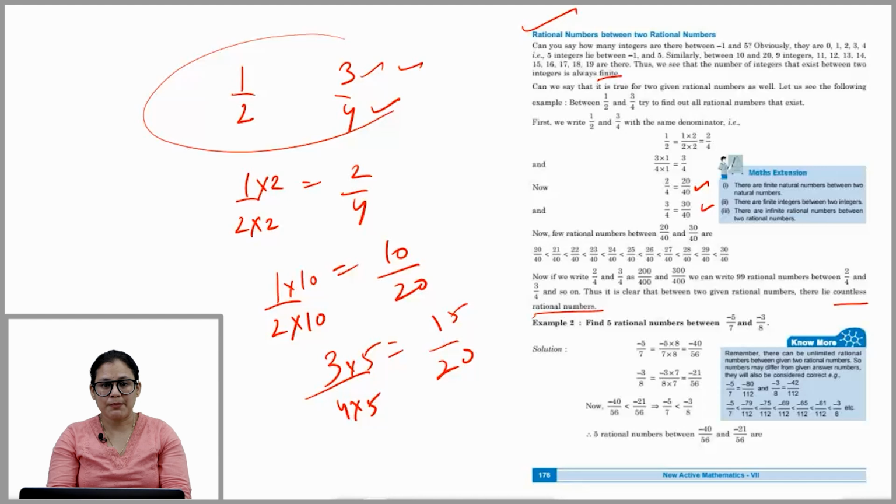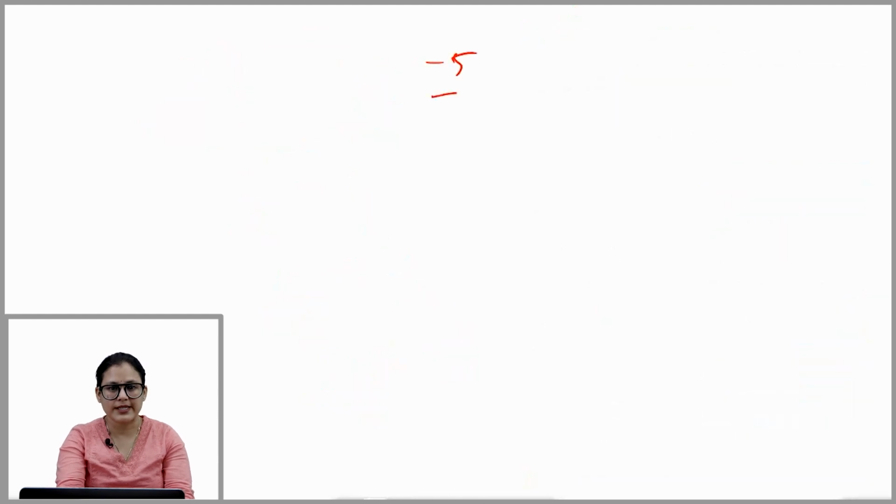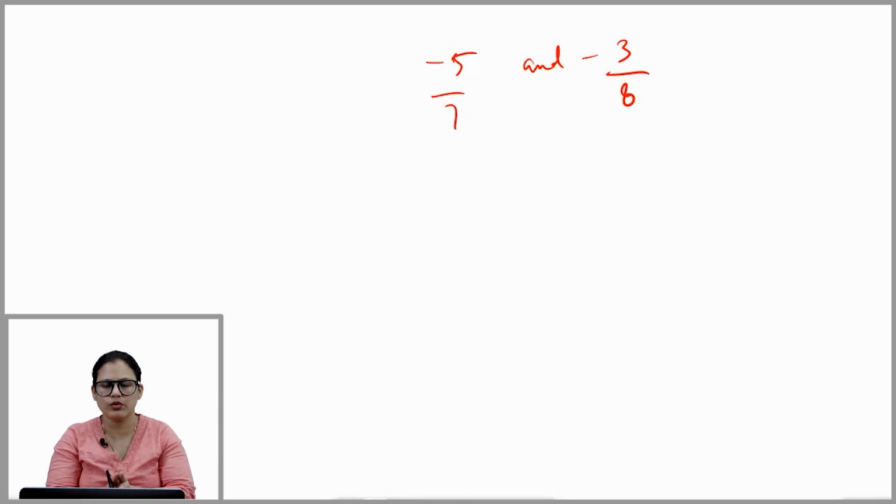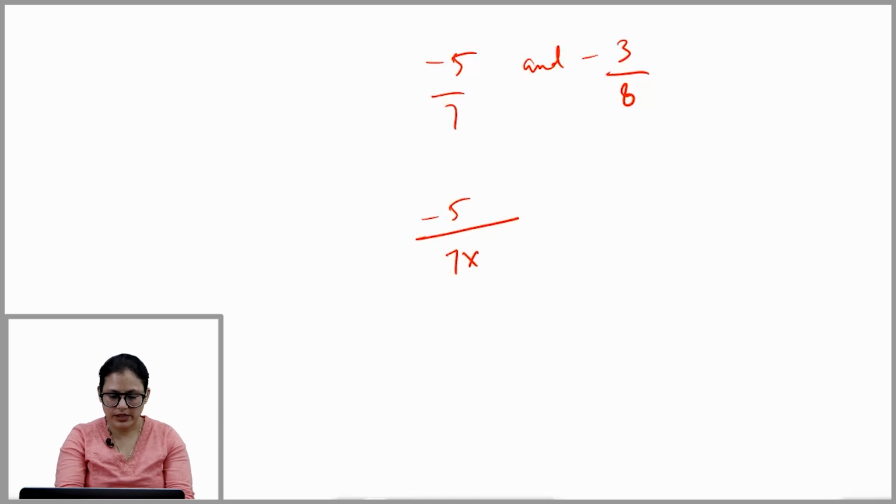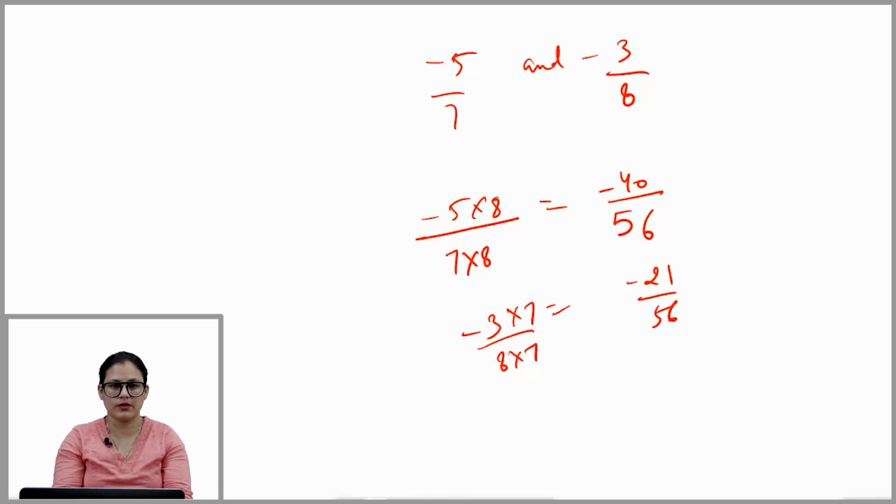Example 2, find 5 rational numbers between minus 5 by 7 and minus 3 by 8. Okay, let's have a look. Minus 5 by 7 and minus 3 by 8. What you have to do is make the denominator the same. You multiply it by 8, minus 40 by 56. And then minus 3 by 8 multiplied by 7, and here 7, minus 21 by 56. So, we have to find out only 5 rational numbers between these two.